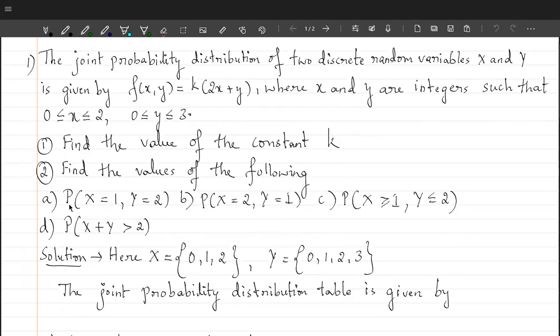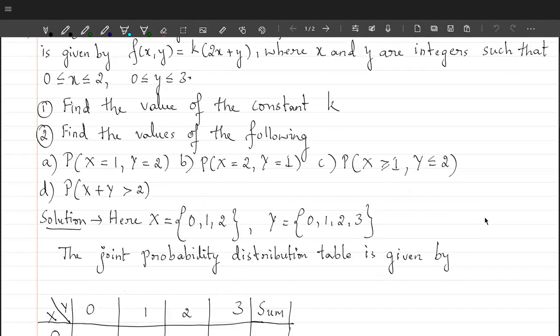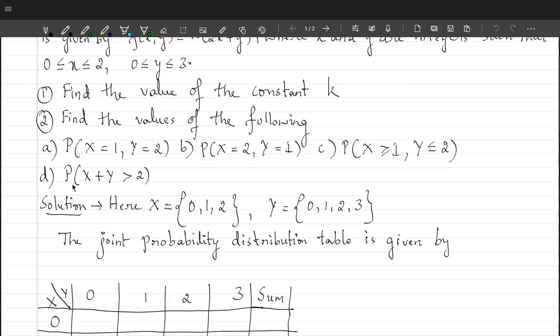The first one is the probability that x takes the value 1 and y takes the value 2. Probability that x takes the value 2 and y takes the value 1. Probability that x is greater than or equal to 1 and y is less than or equal to 2. Last one is the probability that x + y is greater than 2.